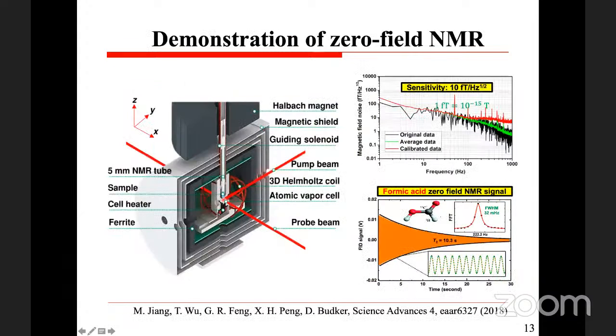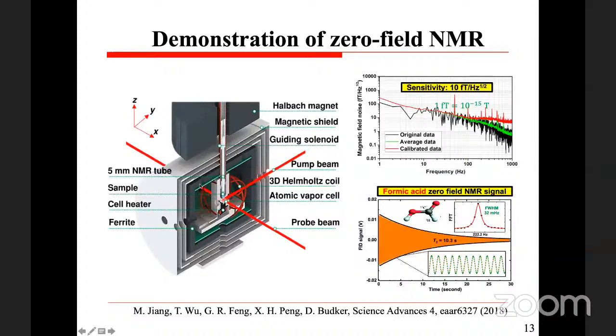And then here is our ultra-low field NMR spectrometer. This is the Hebeck magnet. It's a 2 Tesla. We didn't require its magnetic field homogeneity, just the 2 Tesla. And then we put a sample inside for pre-polarization for about half a minute, and then transfer it from the high field region to the zero field region.